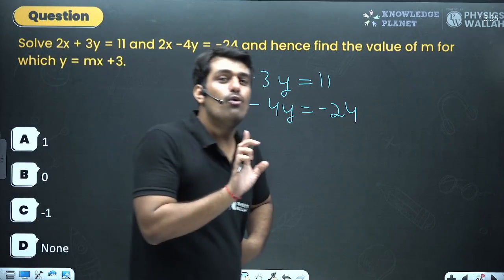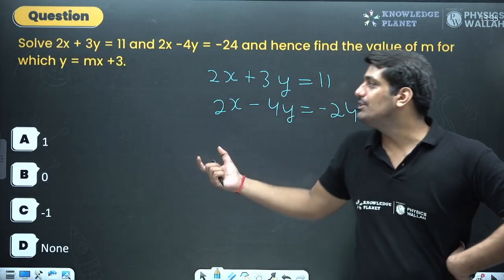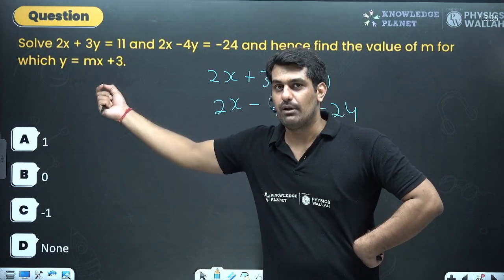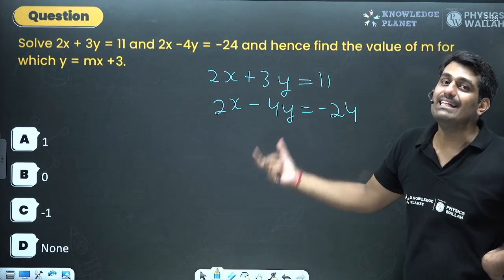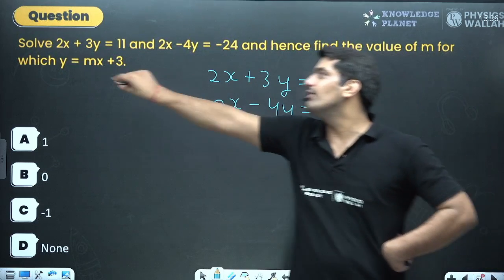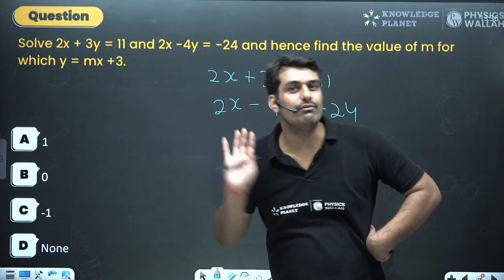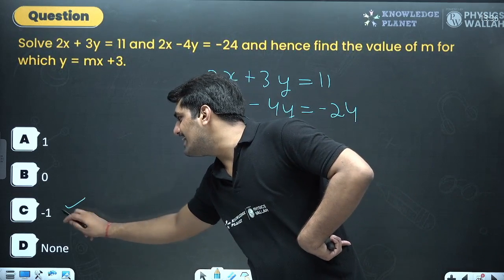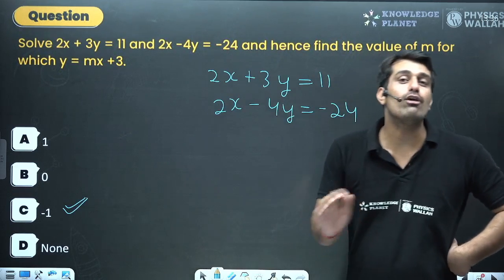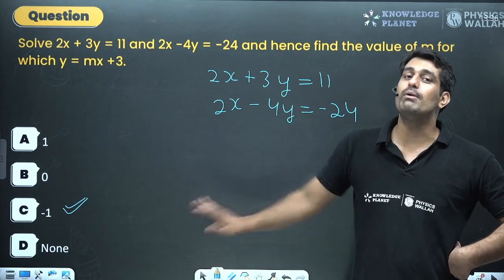For you, there is homework: try using the substitution method and find out the value of m. How? By solving these two equations, getting the values of x and y, and then putting the values of x and y in this given equation, finding out the value of m. That is the part which you need to do. By my understanding, the correct answer would be -1. So try on your own and check whether you are getting the answer to be -1.